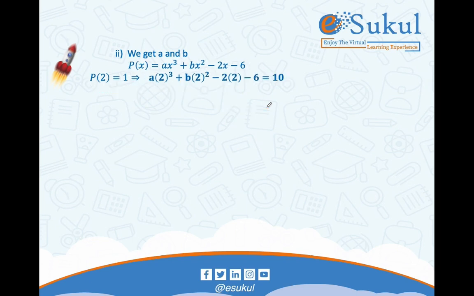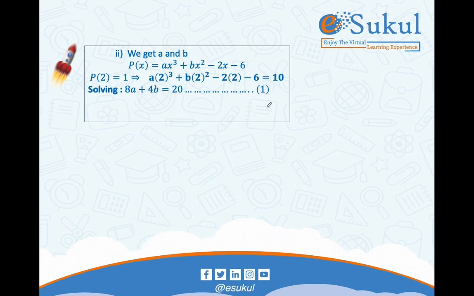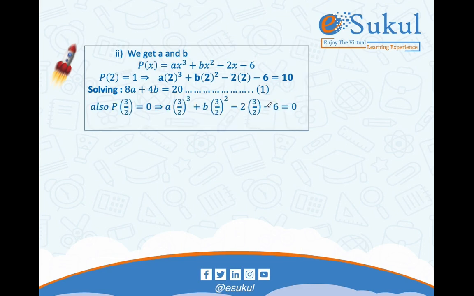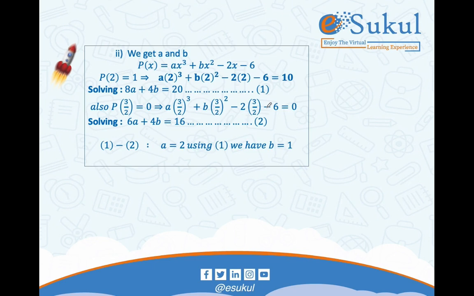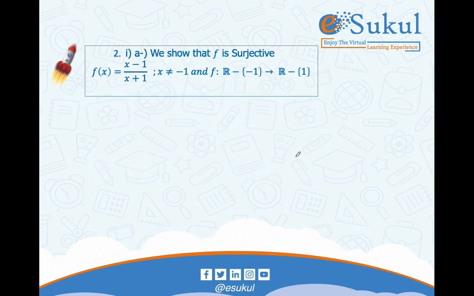And again, using 2x minus 3, which is a factor, we have a second equation, 6a plus 4b equals 16. So therefore, simplifying and solving, we have a as 2, and then using equation 1, we have b as 1. In question 2, we have functions and mapping.